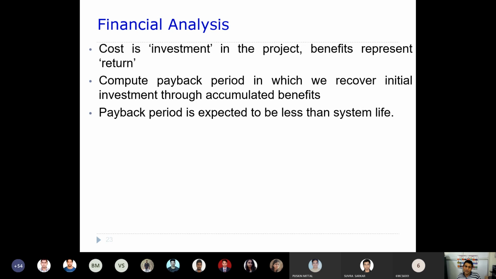So you need to calculate the payback period. Let's say, in how many years you will be able to get back whatever investment you have made. The payback period is expected to be less than the system life. That is true, okay.